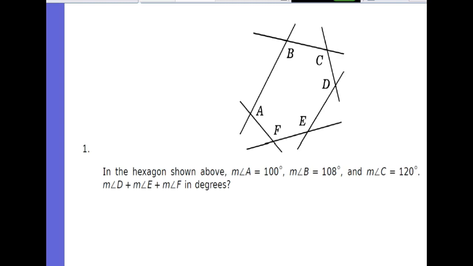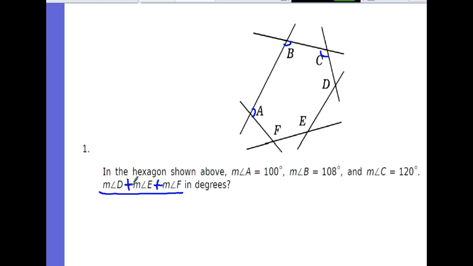So, on your packet, would you please look at problem number 1. Now, we did have a formula that we learned in geometry about the interior angles of a polygon. This is a polygon. And you are given this angle, and that angle, and what are you supposed to find? By the way, do you remember that this little M out in front is the measurement in degrees of the angle D? I'm not asked to find D and E and F. I'm asked to find the sum of D and E and F.